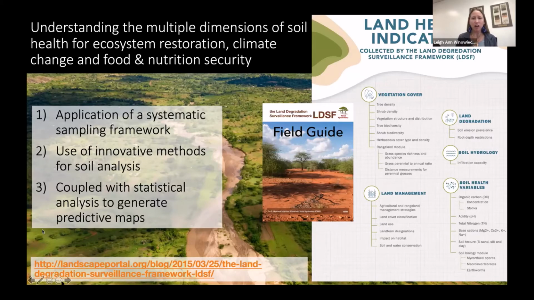So at ICRAF, we've developed the Land Degradation Surveillance Framework, and this framework has multiple indicators, as we highlight on the right, of vegetation cover, degradation, soil hydrology, soil health variables, and of course, stewardship of the land. The 3 points I want to make today is that by applying a systematic sampling framework, combined with innovative methods for soil analysis, this then allows us to couple that with statistical analysis to generate highly accurate predictive maps for decision-making.